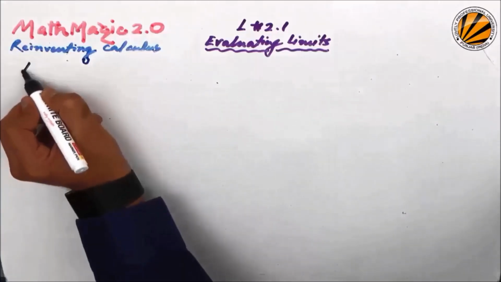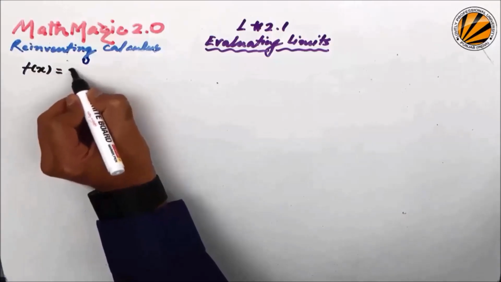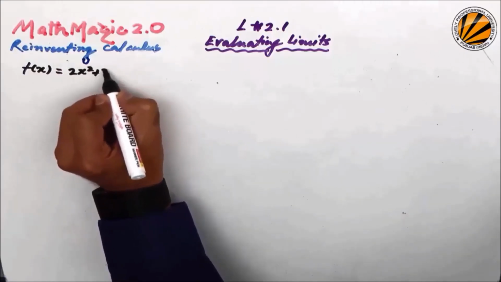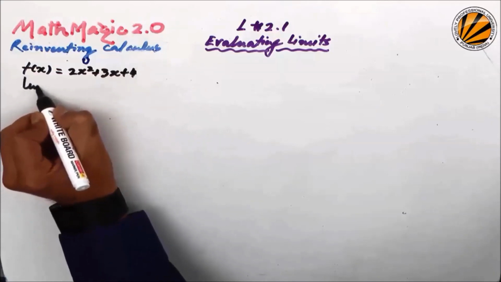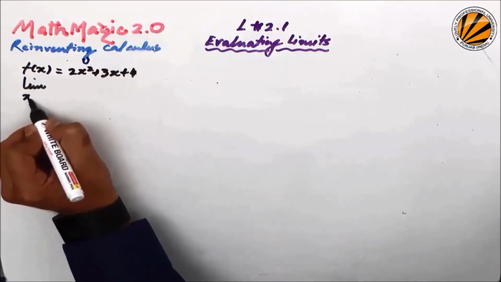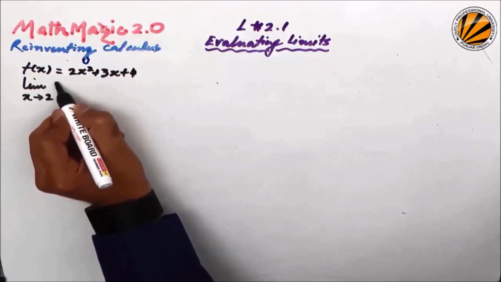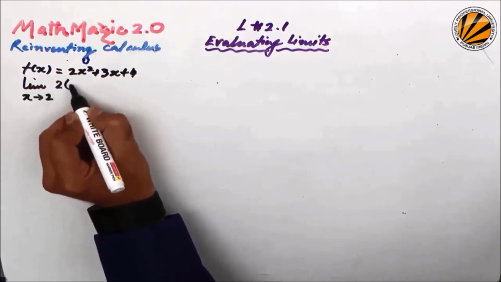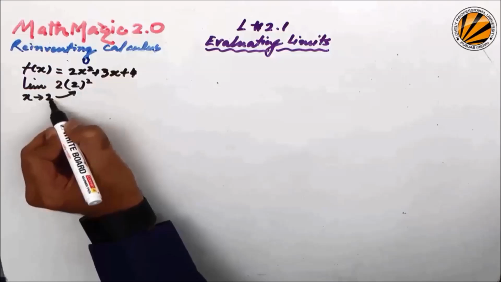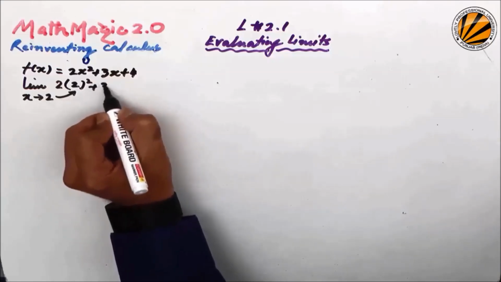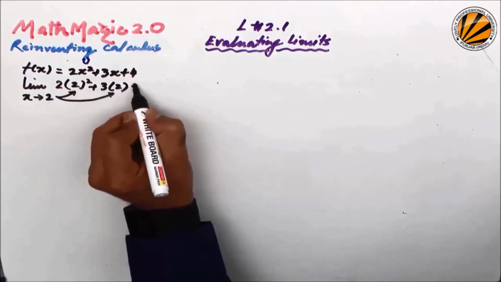So let us look at evaluation of the limits. Let our function be equal to 2x square plus 3x plus 4. If we wish to assess the limit when the input is approaching 2, we can directly substitute the value: that is 2 square, because this is x square, and the input is approaching 2, plus 3. Again I substitute this value over here, plus 4.